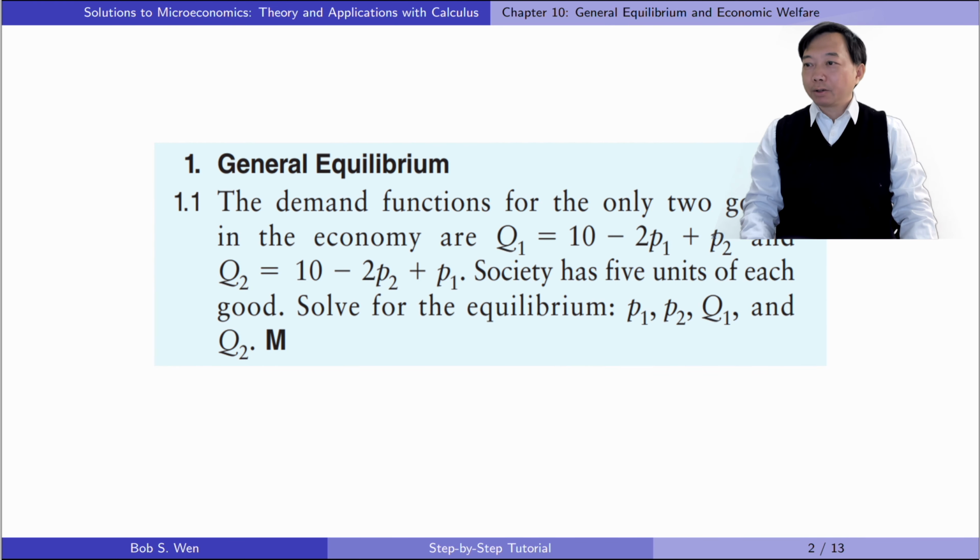Let's answer exercise 1.1. The demand functions for the only two goods in the economy are Q1 equals 10 minus 2 times P1 plus P2 and Q2 equals 10 minus 2 times P2 plus P1. Society has 5 units of each good. Solve for the equilibrium P1, P2, Q1, and Q2.